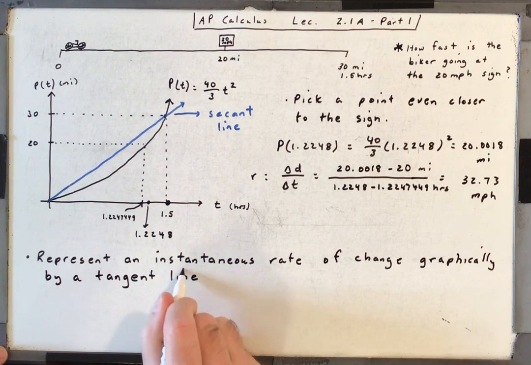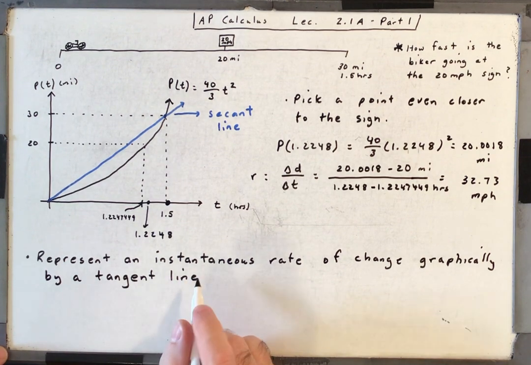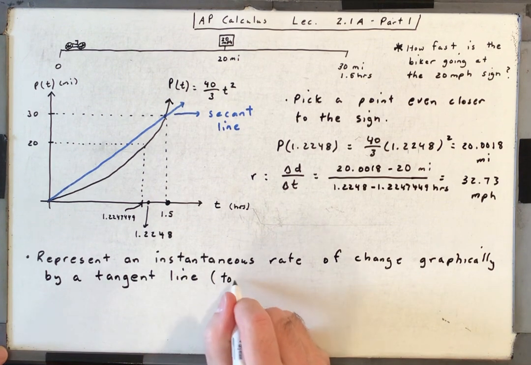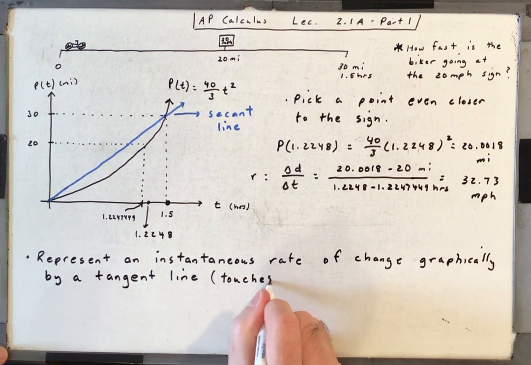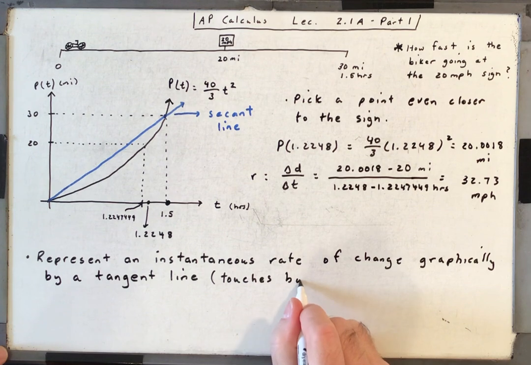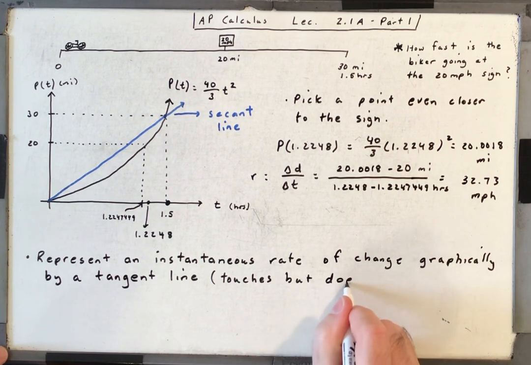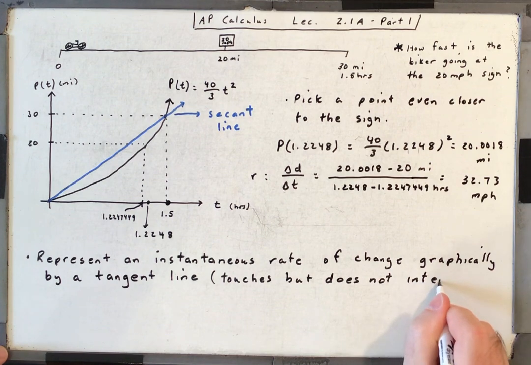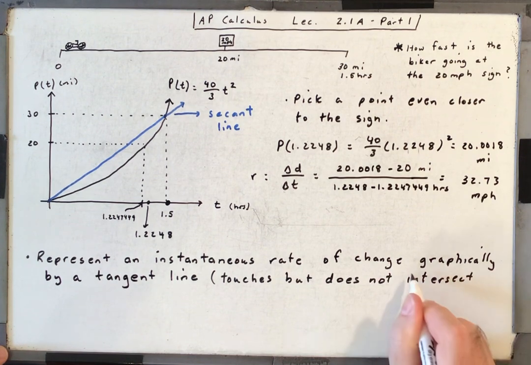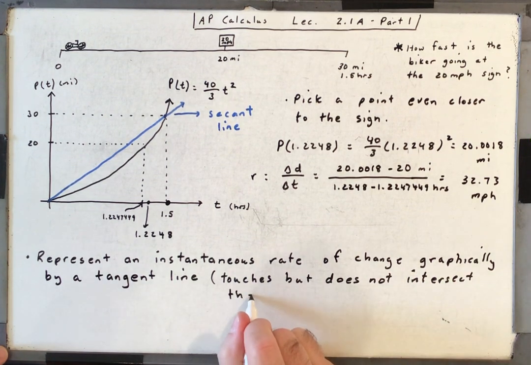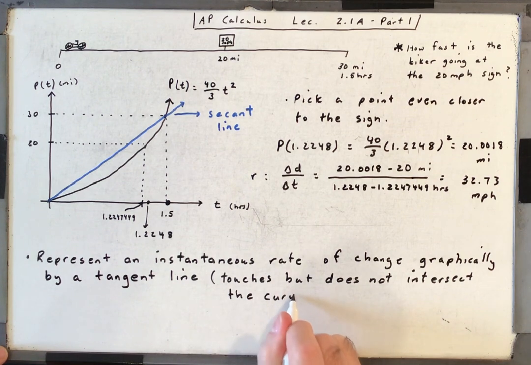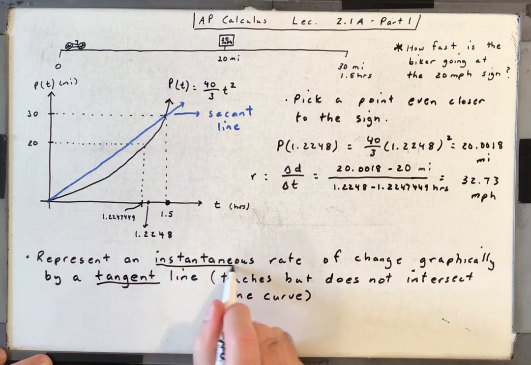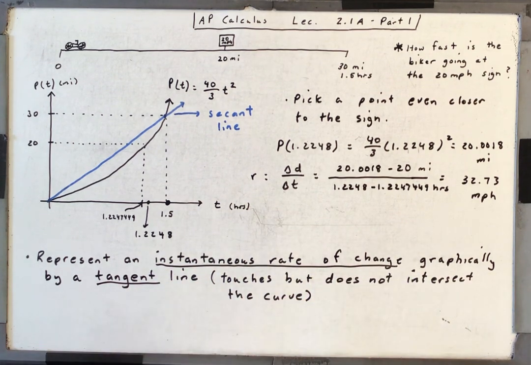Okay, different from the trigonometric tangent, okay? So a tangent line touches but does not intersect the curve. It just grazes it. So a tangent line, instantaneous rate of change.